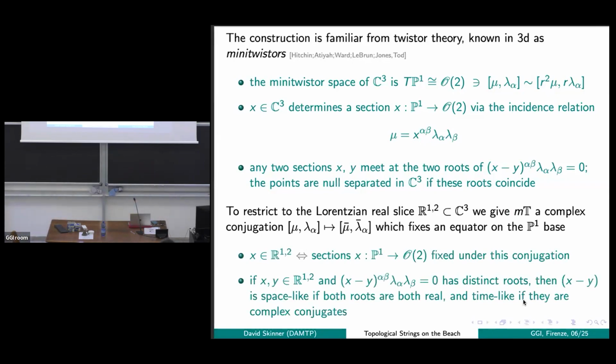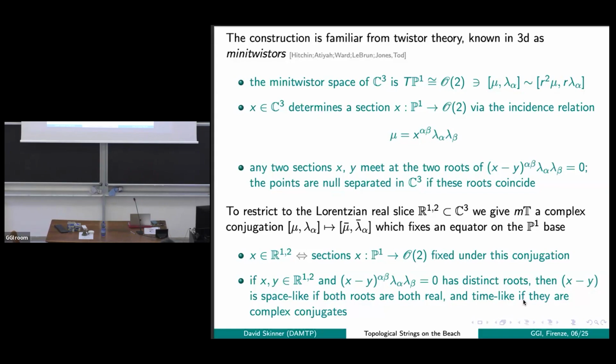Of course, we want to be in Lorentzian signature, and so we put a complex conjugation on mini twistor space, which just literally takes the complex conjugate of each of these points, and in particular, it fixes the equator, the celestial circle, in the lambda direction. And then points that are not just in C3, but are really in real Lorentzian spacetime correspond to sections that are fixed under this conjugation.